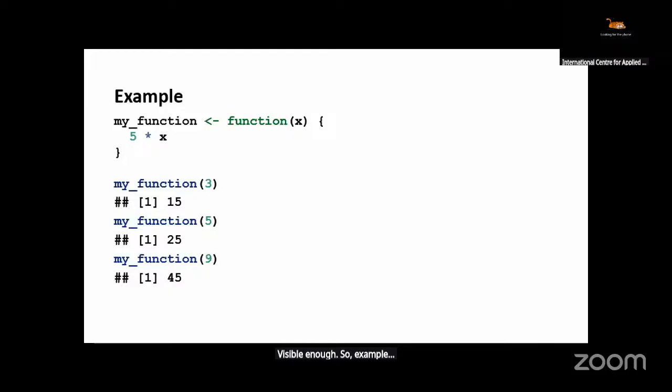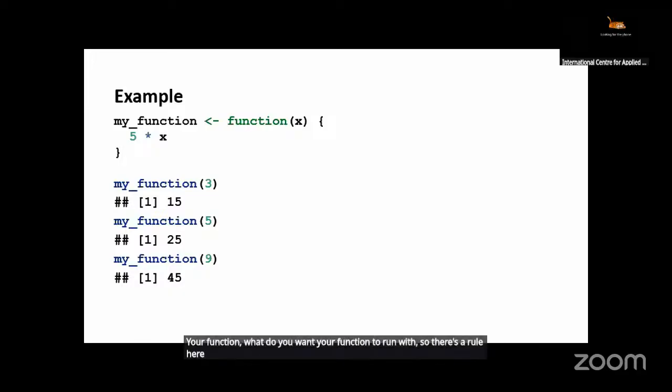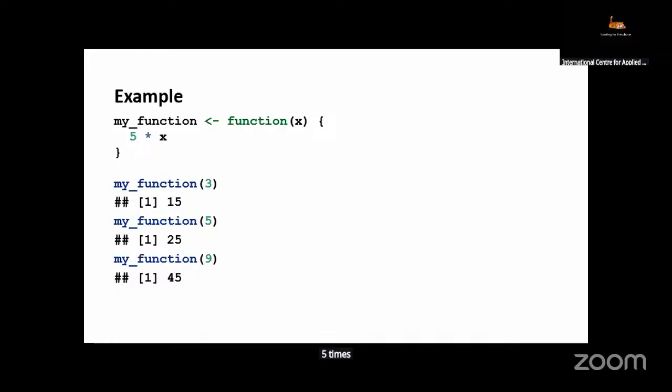I'm creating a function. X is my what here? What's my X? The inputs or the arguments. Now, you put that in a bracket, and then you open a curly bracket, and you put the instruction, the rule you want to guide your function. What do you want your function to run with? So there's a rule here. What's the rule there? 5 times X.